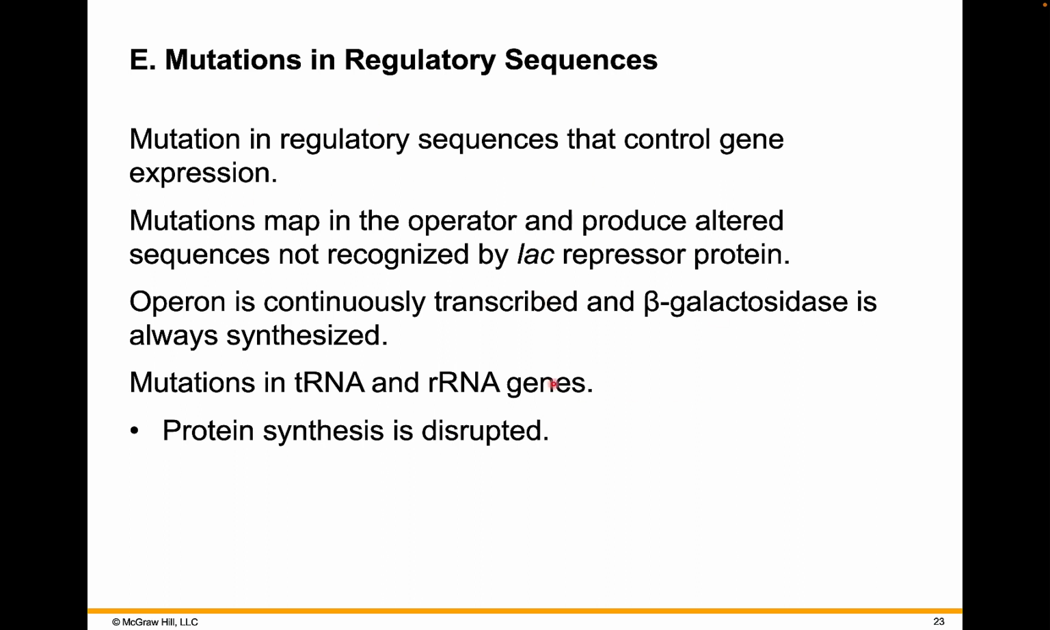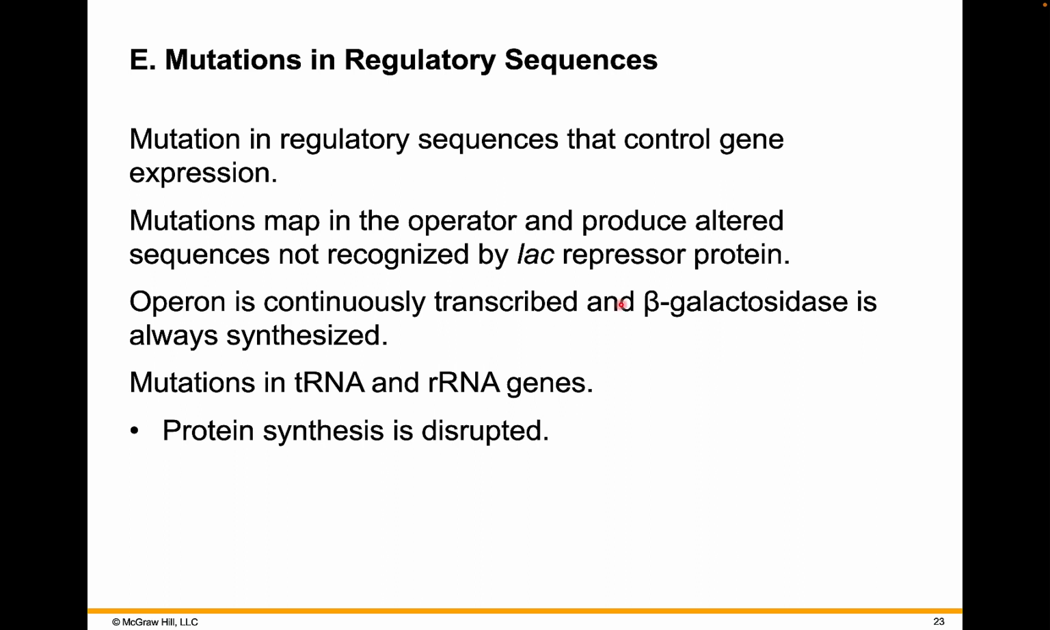The other type of mutation that can happen is in the regulatory sequence, and these can control gene expression. Mutations that map in the operator produce altered sequences not recognized by the lac repressor protein. The operon can be continuously transcribed, and beta-galactosidase is always synthesized. So basically, inducible genes are not inducible anymore. They become constitutive genes, and they can take up all the energy from the cell. And this happens even if there is no lactose in the environment for an E.